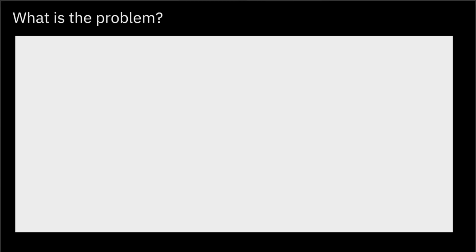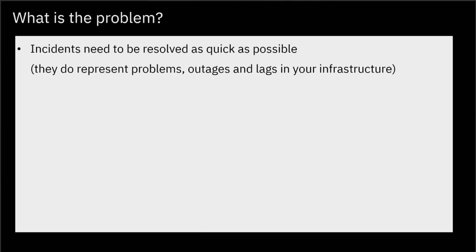What kind of problem are we going to address? First of all, what we want to achieve in general is to resolve problems as fast as possible, because a problem, an outage or a lag in your infrastructure means something important is not working the way you like it, and therefore, first of all, you need to know it. And after you know you have a problem, you need to know what the problem is, and then you need to do something about it. That's what you want to do, and that in the shortest possible time.